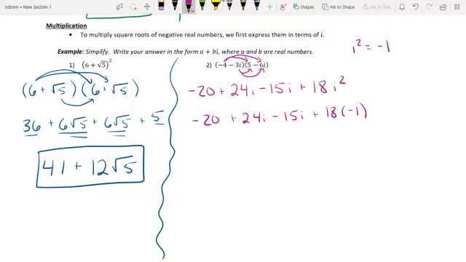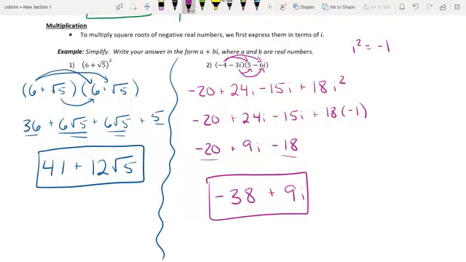Alright, so you can combine your like terms here. Combine that 24i minus 15i, and that'll give you negative 20 plus 9i minus 18. Notice that it became minus 18 because 18 times the negative 1 makes that a negative 18. Alright, so now you can combine those two like terms, that negative 20 and that negative 18, and that gives you negative 38 plus 9i. Once again, make sure that you put it in that a plus bi form.